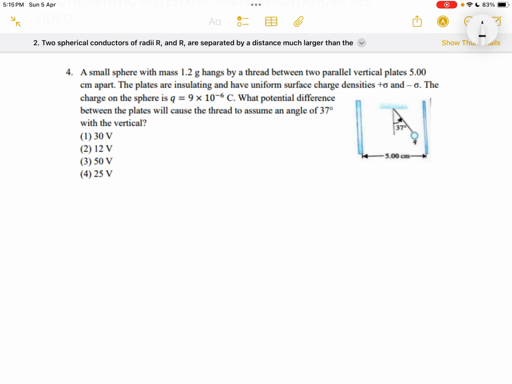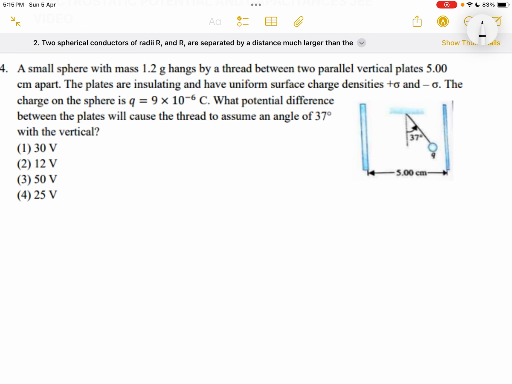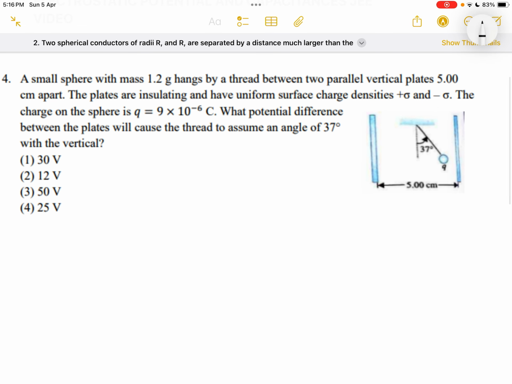A small sphere with mass 1.2 gram hangs by a thread between two parallel vertical plates 5 centimeter apart. The charge on the sphere has been given. Potential difference has to be found. Now, if you just look at it, the electrostatic force, which is Q into E, would act in that direction, and M into G would act in this direction. The tension T can be resolved into two components. This is T cos 37 degree, and to this side it is T sin 37 degree.